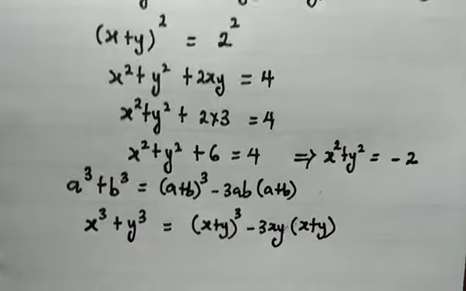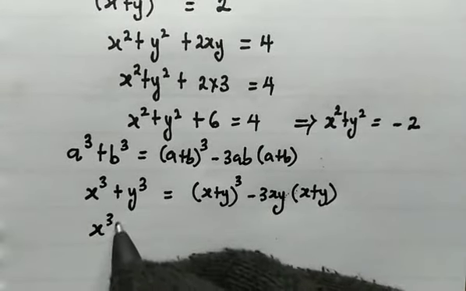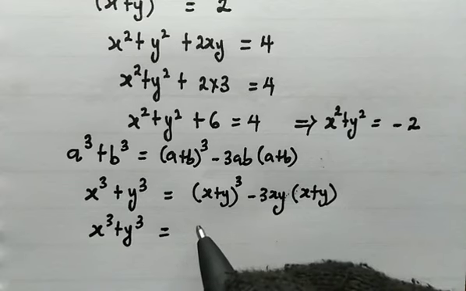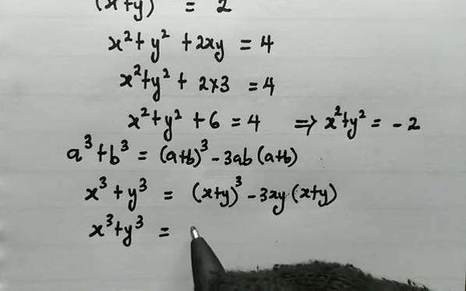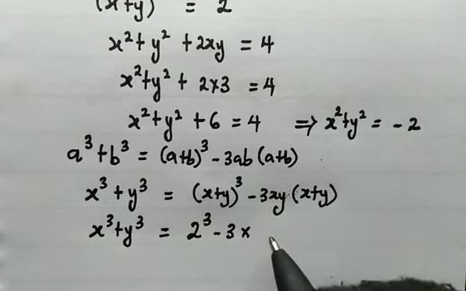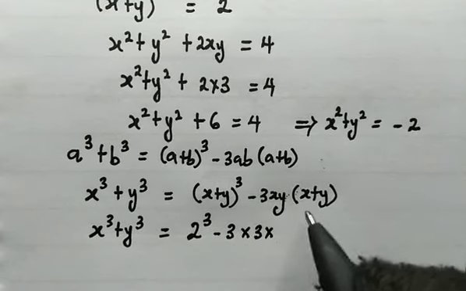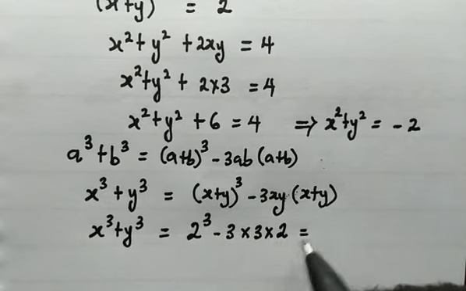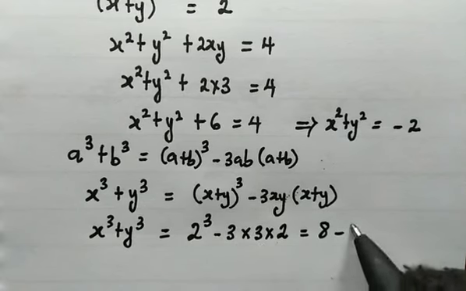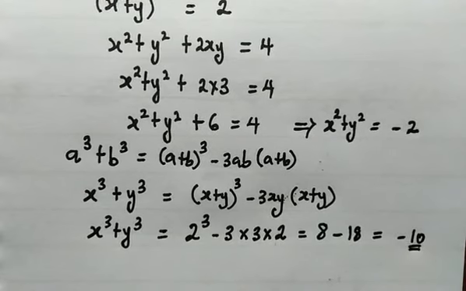Okay, now from here we have x cubed plus y cubed equals x plus y, from the original problem, is equal to 2, right? So this will become 2 cubed minus 3 times x times y, which is equal to 3, right? Then multiply by x plus y, which is 2. From here, 2 cubed will give us 8 minus 3 times 3, 9 times 2, that is 18. From here, we get this equals negative 10, right?